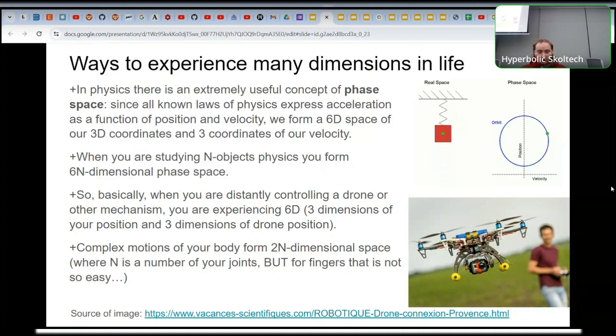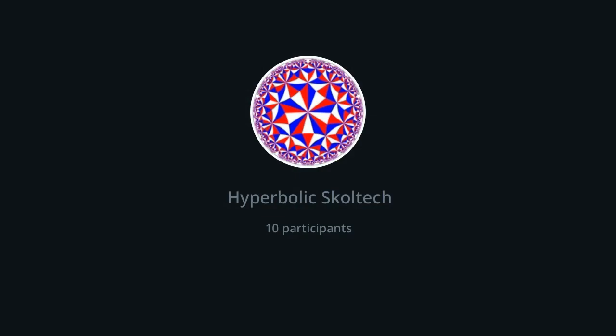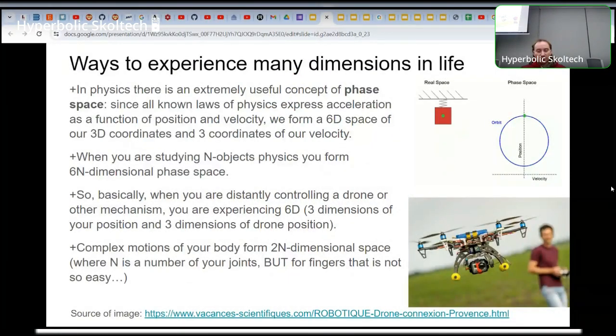Here is a diff on the right side of the screen, for real space and phase space. So when you are studying n-object physics, you just form many dimensions: 6 plus 6 plus 6 plus 6. And when you are controlling a drone, you are already experiencing 6 dimensions, since you are in 3 dimensions, moving your body, and moving the drone in 3 dimensions.